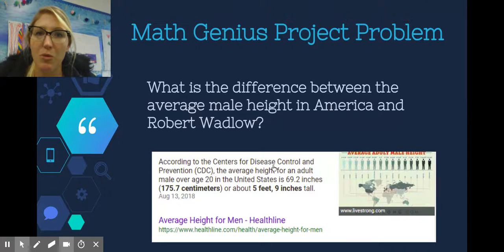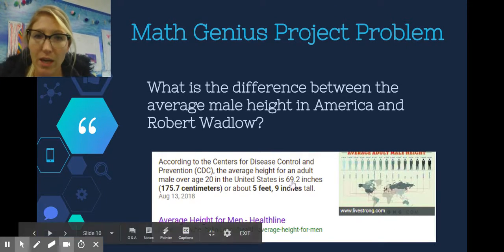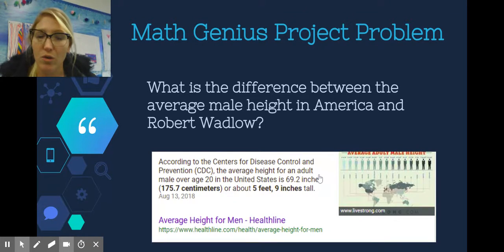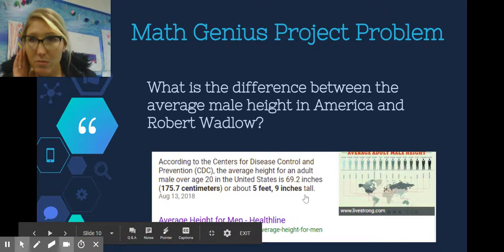So here is step three of my Math Genius project. Here would be my question. What is the difference between the average male height in America and Robert Wadlow? So again, for the beginning Math Genius projects, we like to give a little bit more information. So I wanted my audience to be able to have the information ready to go. And also these are live links. So if you click on it, it'll take you to the average height for men around the world, which is pretty interesting.